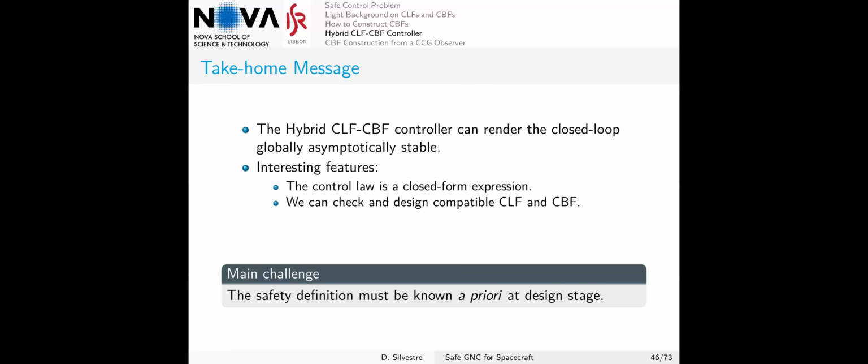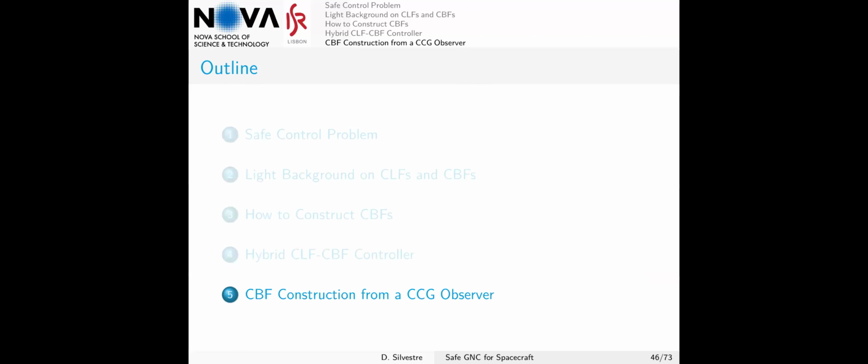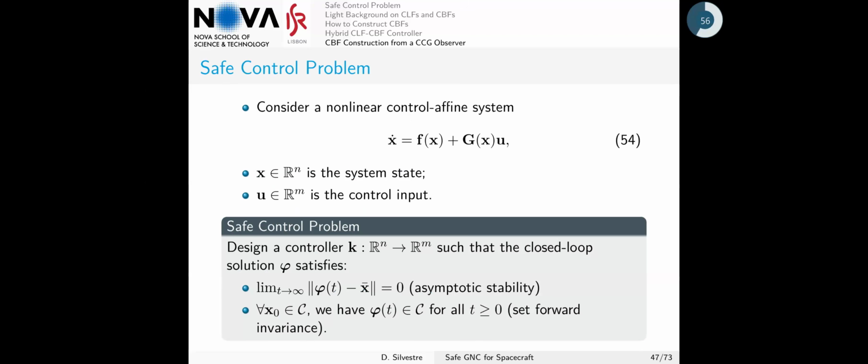But there's still a main challenge, the third part. Up until here, I've always told you exactly what the safety condition is. I told you we want to avoid this cost, and that is known a priori at the design stage, because we had to design the CBF to make that happen. Now what I want to do, to bring this back home, is construct that from an observer. In order to do that, I'm going back to the first slide I showed about this light background. But now the problem is that we don't have a safe set that we want to make forward invariant.